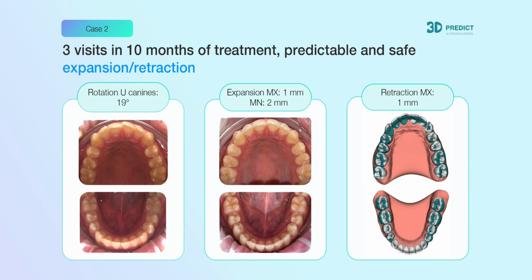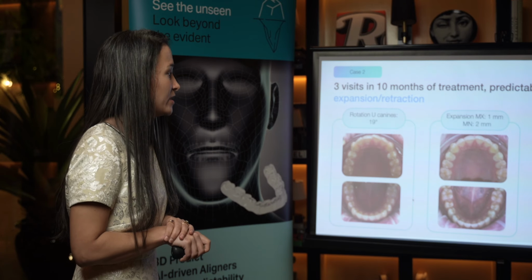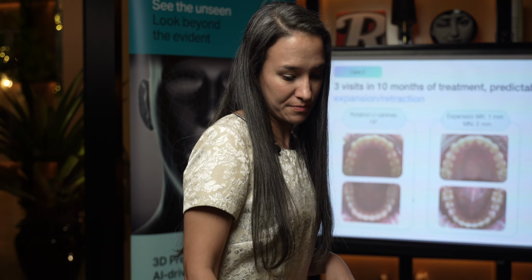Also, rotation of canines, again, 19 degrees. Expansion, 1 millimeter upper, 2 millimeters lower. Retraction, because we did retract 1 millimeter, but we didn't control because we knew where that supernumerary was. So we didn't go overboard.